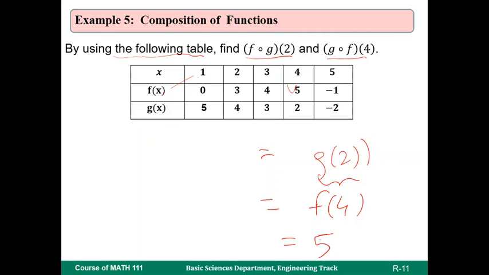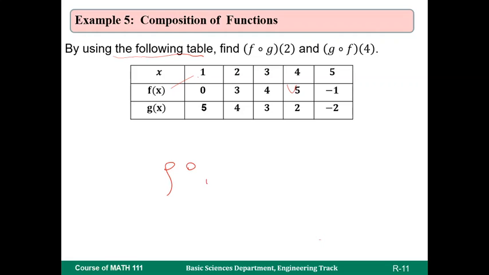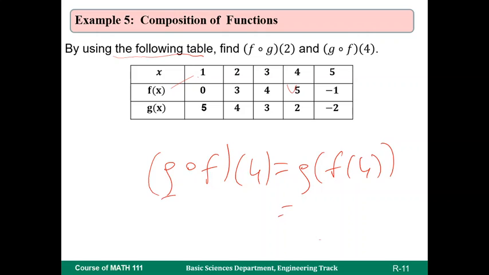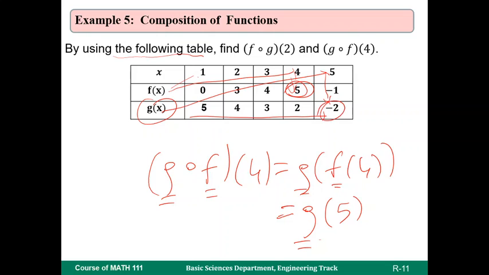Now if you try to do the same thing for g of f, first you have to evaluate f. This is important. Now g of f of 4, what is f of 4? You go to 4 and you look for the corresponding number. This is 5. G of 5 is minus 2. So the answer is minus 2.